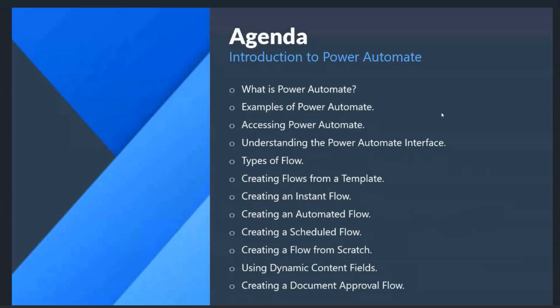I'm then going to talk you through the different types of flow. So there are a few different types of flow that you can create. Once we've done that and we have an understanding, I'm going to go through and show you some of the different ways that you can create different types of flows. So we're going to take a look at creating flows from a template first of all. I'm going to show you how you create an instant flow, an automated flow, and a scheduled flow. And that might mean nothing to you at this stage, but don't worry, it'll all become clear very soon.